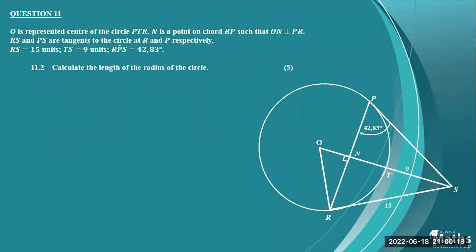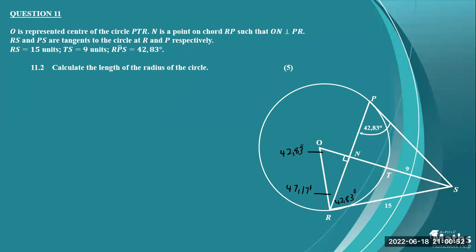Another question based on this. So what I'm first going to do, I'm just quickly going to fill in what we just worked out. 42.83 is what we got there. And this one was 47.17. And this one was 42.83 degrees. All right, for this presentation, we'll just go up until here, and then I will send you another one.